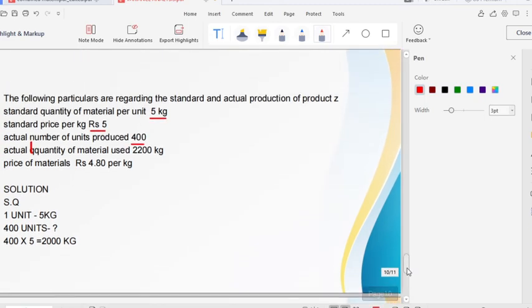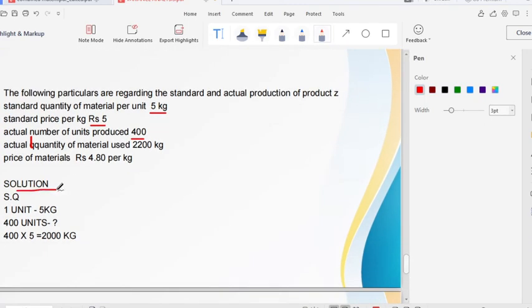First, let us see what the solution is here. First, you need to mention the standard quantity. But whatever information they have given at the start is related to 1 unit, right? It means the material required to produce 1 unit is 5 kg. Got it? But the actual number of units produced is 400, right? It means we should think about producing 400 units.